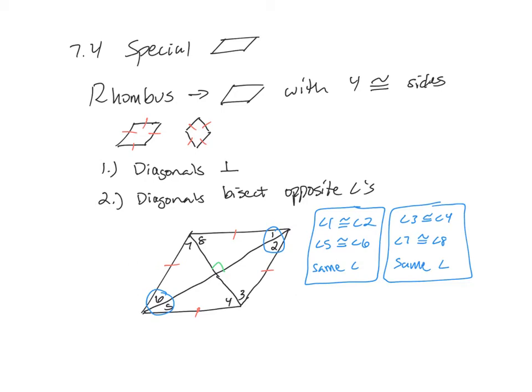Okay, so 6 things we know about a rhombus. All the parallelogram stuff: opposite sides congruent, opposite angles congruent, diagonals bisect each other, consecutive angles are supplementary, and then we add diagonals are perpendicular and diagonals bisect opposite angles. So a lot of stuff that we know about a rhombus.